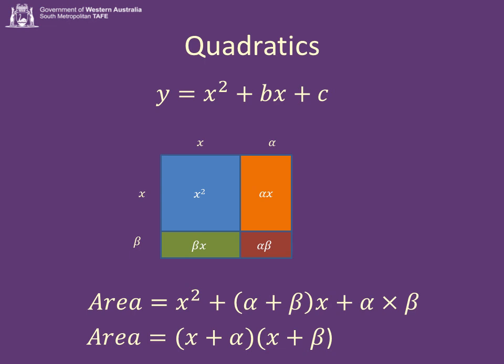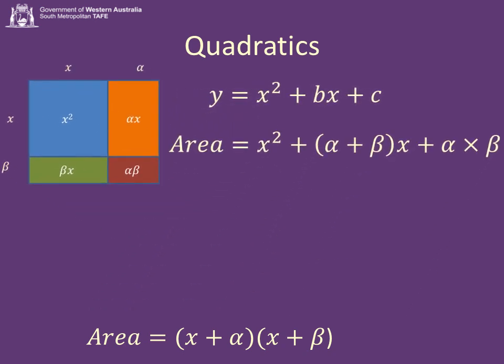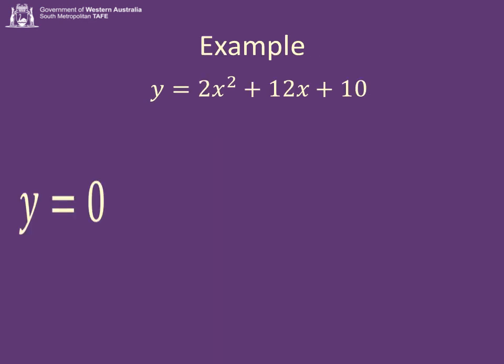And that can also be written area equals x plus alpha, x plus beta. That's what we saw before as well. And b, then, comparing those two equations, is alpha plus beta, and c is alpha times beta. Simplifying us down. Let's take an example of that. What we're often trying to do is find the point at which y equals 0. So we can use those equations we found before to find the point at which y equals 0.